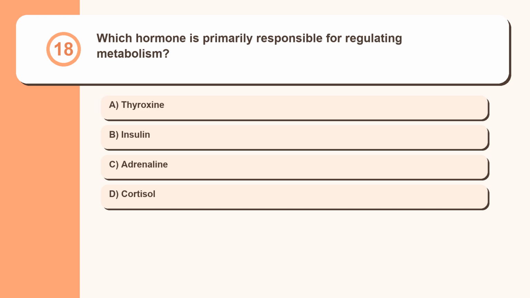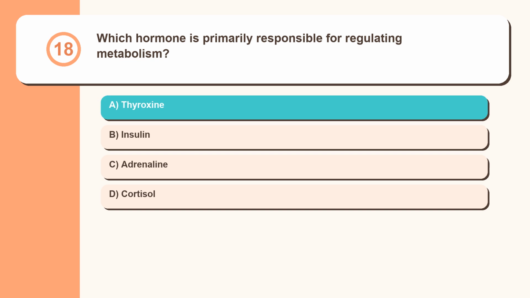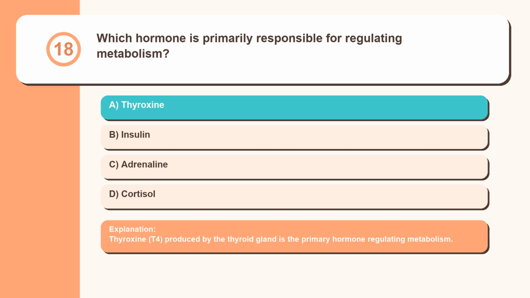Question 18. Which hormone is primarily responsible for regulating metabolism? Thyroxine, insulin, adrenaline, cortisol. Thyroxine, T4, produced by the thyroid gland, is the primary hormone regulating metabolism.